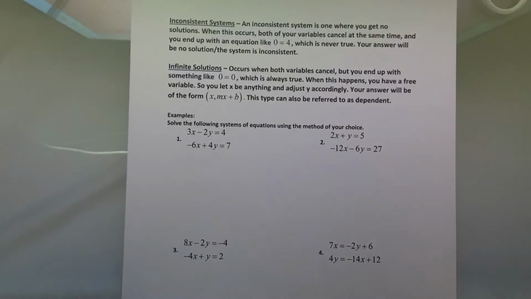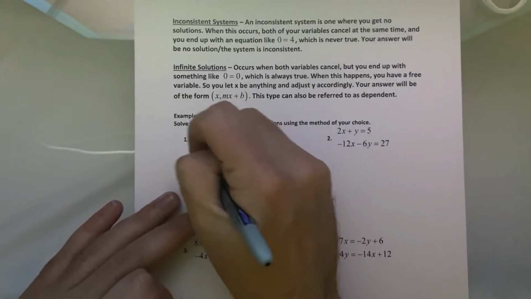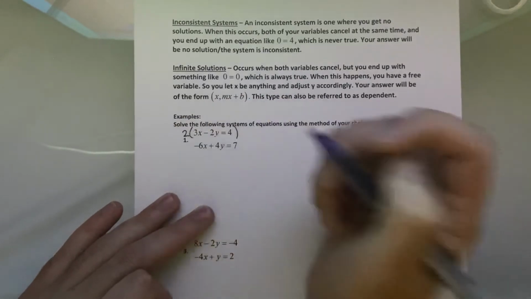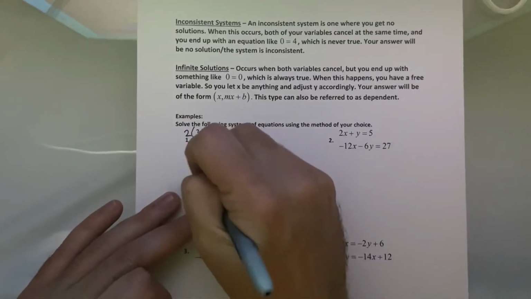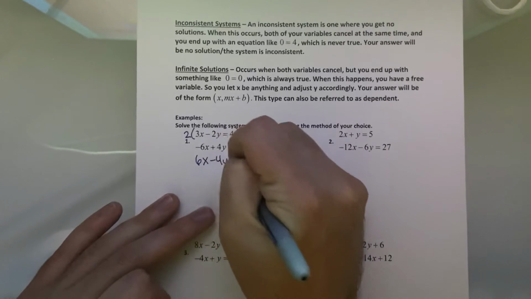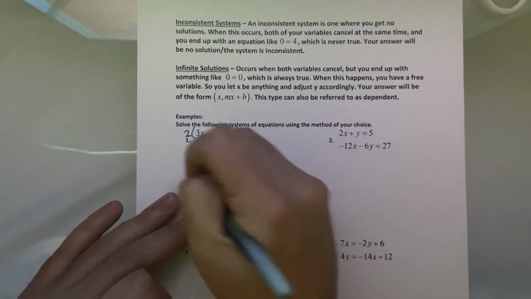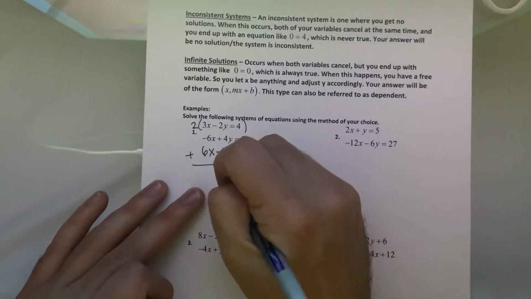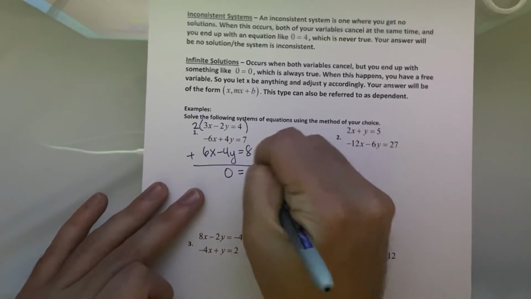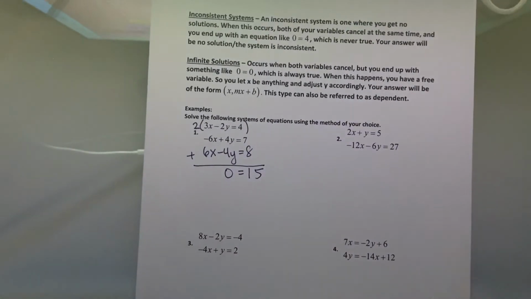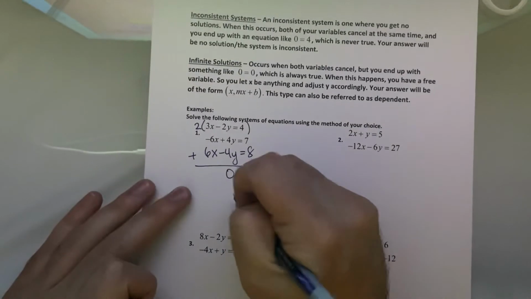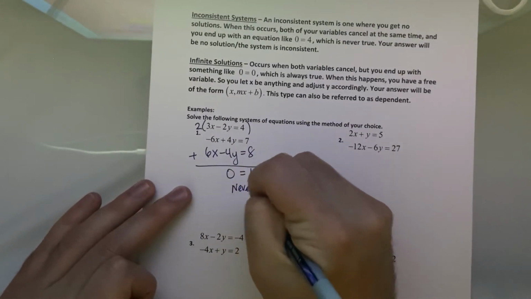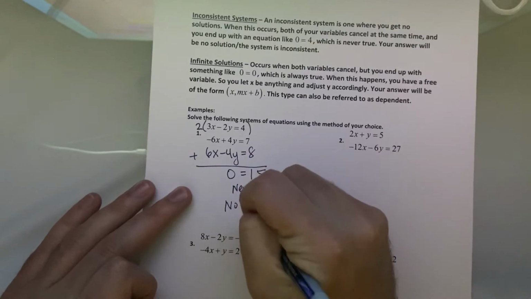So let's look at number 1. I'm going to use elimination on number 1, so I'm going to multiply the first equation by 2 to get 6x minus 4y equals 8. Then notice when I add these together, my x's cancel and my y's cancel to give me 0 on the left side equals 15. You ask yourself, when is 0 equal to 15? Never. So this is a no solution.